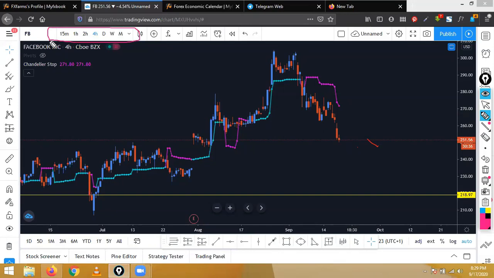Then you can go to the 15-minute time frame. But if you are just starting trading, please leave the 15-minute time frame. Stick to 1 hour, 4 hour, 2 hours if you're a swing trader, when looking for entries. But make sure you are following the trend on the daily time frame.